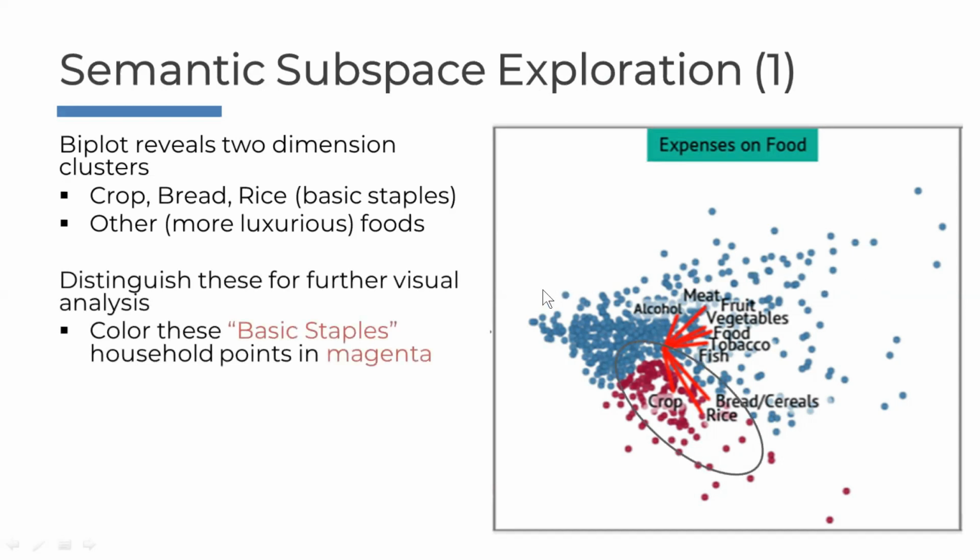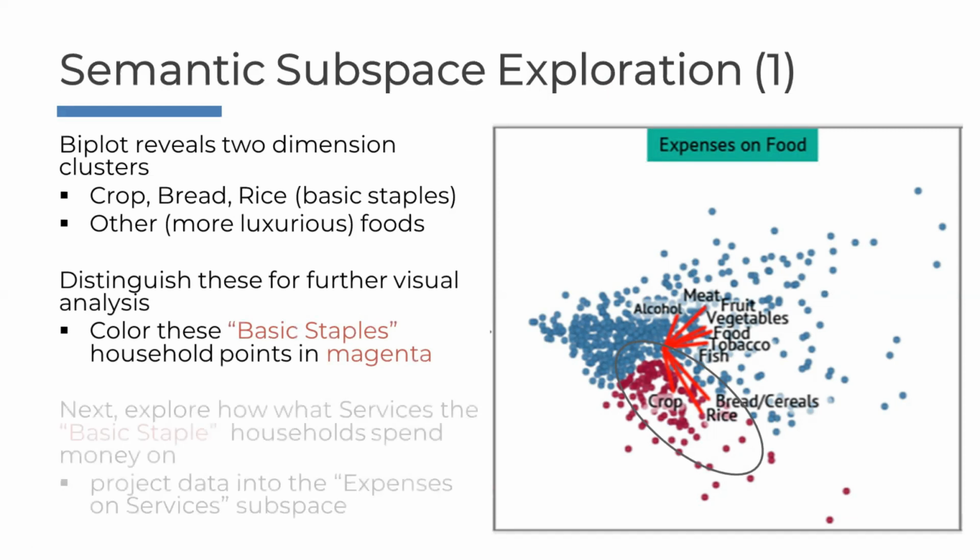So now let's first distinguish them. Let's say, okay, I'm going to color all of those households. Each point is a household. Color all these households that follow more the basic staples, that have more expenditures there. I color them magenta and call them the basic staples group, and the others I leave at blue, right?